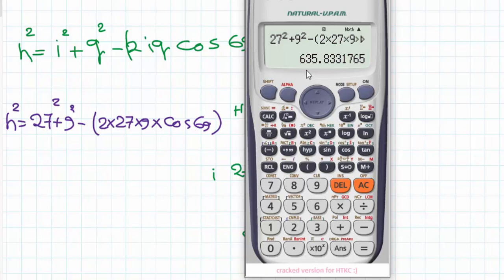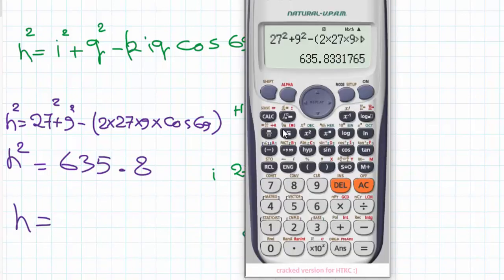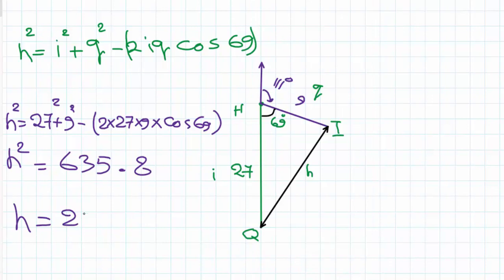635.8, so h squared is 635.8. What we need is h, so a square root is necessary. Now the square root of the answer is 25.2. These measurements are in meters, so the honeybees are 25.2 meters away from each other. We have another question, question 5.